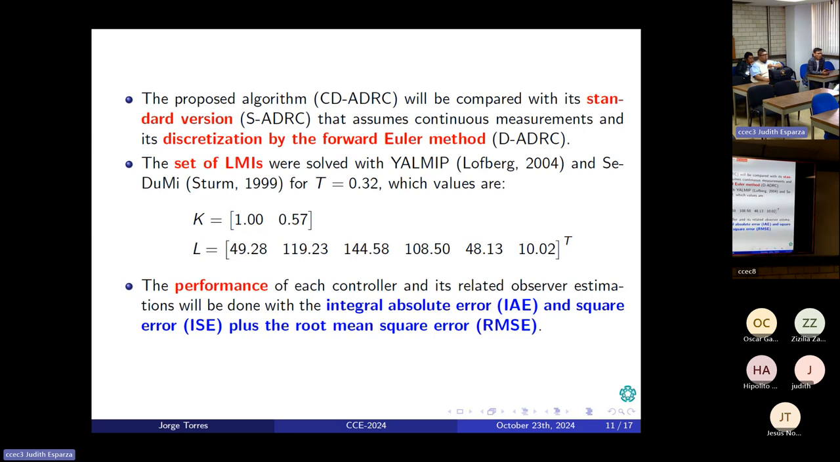All the proposed algorithms have the same gains, tuned by solving the set of linear matrix inequalities previously shown. So by applying YALMIP and SeDuMi, for this value, we have the following algorithm gain values. Finally, the performance of all the proposed algorithms will be studied by the integral absolute error, the integral square error, and the root mean square error.